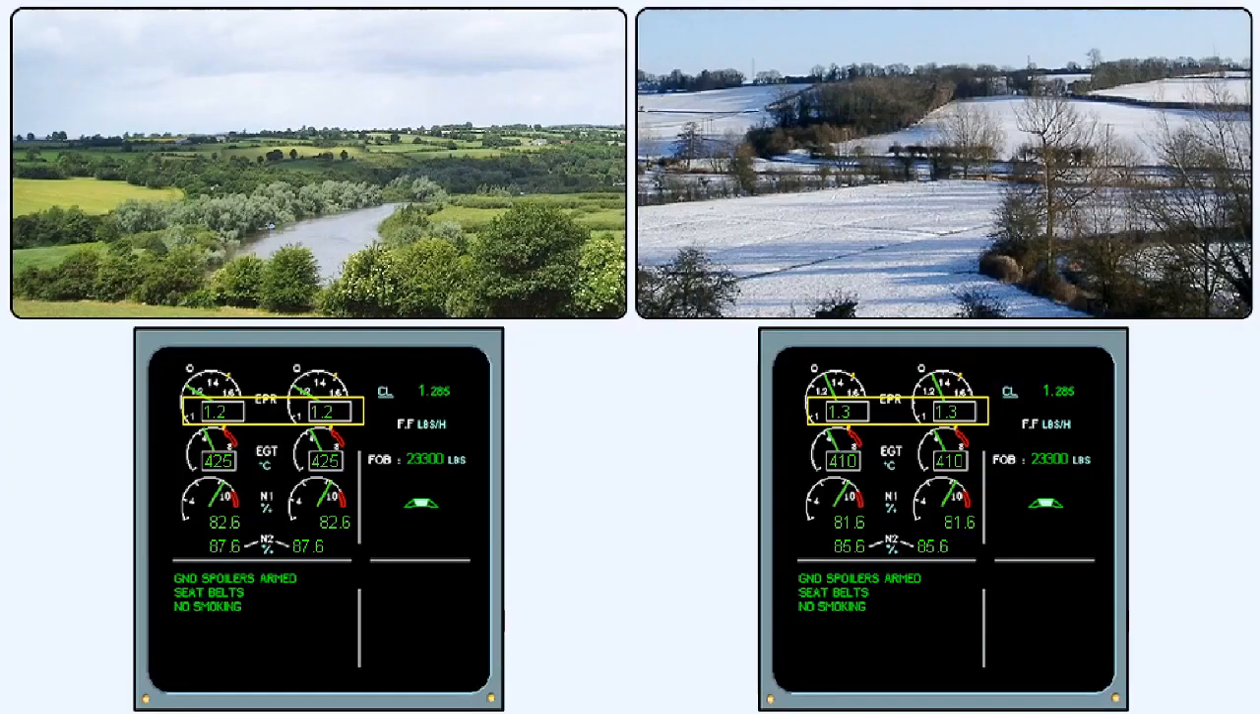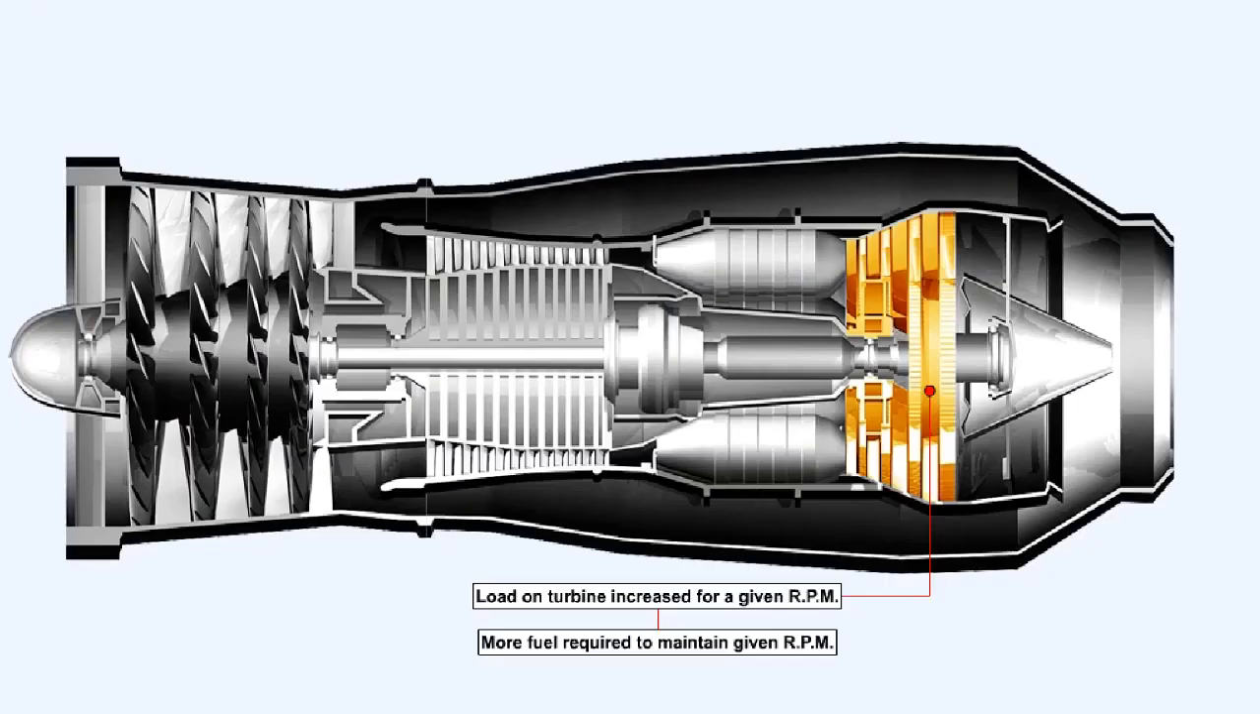On the other hand, on a day when the ambient temperature is below ISA, the density of the air will increase, and the thrust developed for a given engine RPM will also increase. The load on the turbine will have increased because of the increased density of the air passing through the compressor, so to maintain the given RPM, the fuel flow required will have to be increased. Or, alternatively, if the level of the fuel flow is maintained, the engine will run more slowly.